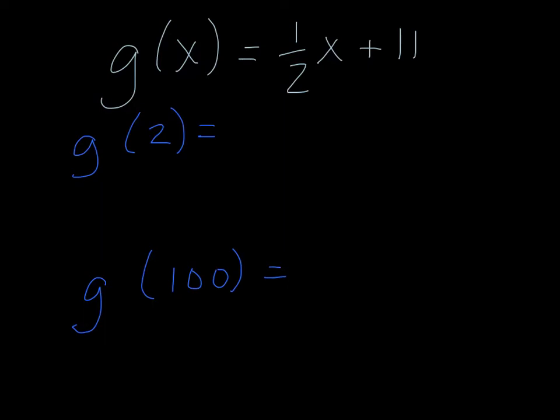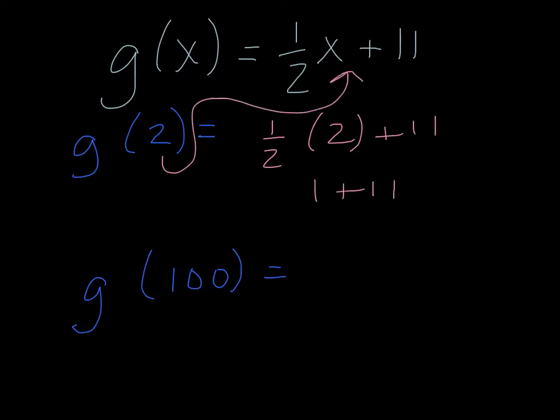Okay, so let's see what you have compared to what I have. In this one here, I'm taking the 2 and it's taking the place of the x, so I got 1 plus 11, so that the g of 2 is equal to 12.